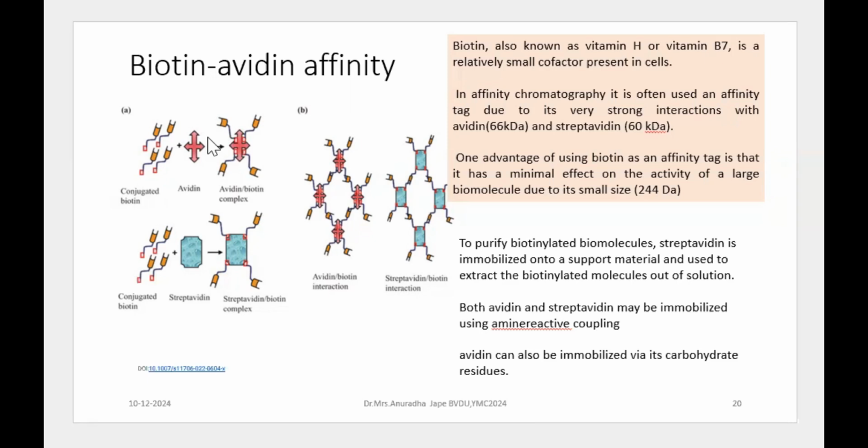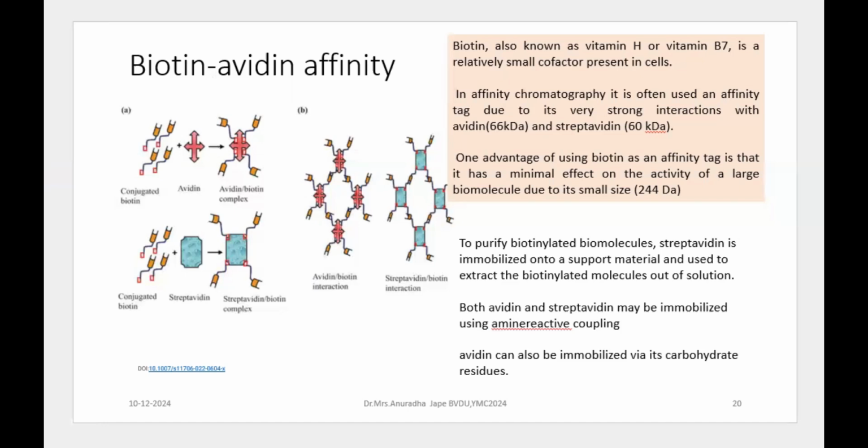When you talk about affinity chromatography, here the affinity tag that we talk about is avidin, right? So the tag is the one which is going to be used for purification of the analyte, right? So the tag is generally avidin or streptavidin. Now, streptavidin, as the name indicates, it is obtained from the microorganism, right? So, Streptomyces avidinii. So, streptavidin is obtained from this organism.